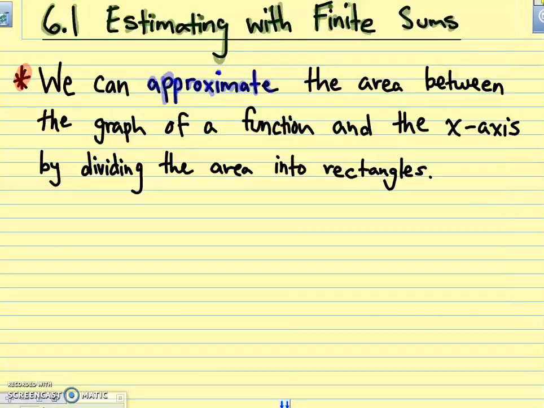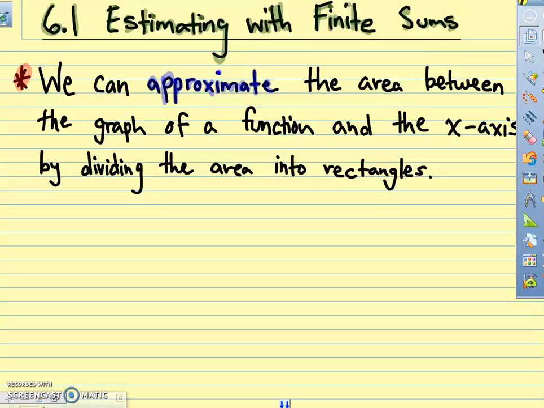So we have 6.1, estimating with finite sums. We can approximate the area between the graph of a function and the x-axis by dividing the area into rectangles. So copy this down and then I will show you guys some examples. The key word here is we are going to approximate the area. Okay, approximate the area. So what exactly does this mean?